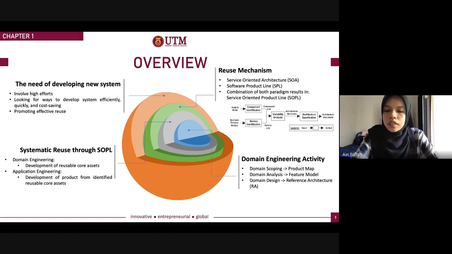Three sub-activities involved in domain engineering are domain scoping, which is the process of identifying, capturing and organizing services and functionalities of the system, represented in a product map. Next is domain analysis, where we group the commonalities and variabilities of core assets into a feature model. And lastly is domain design, where an architecture is created with the variability of various services and is presented in a reference architecture.